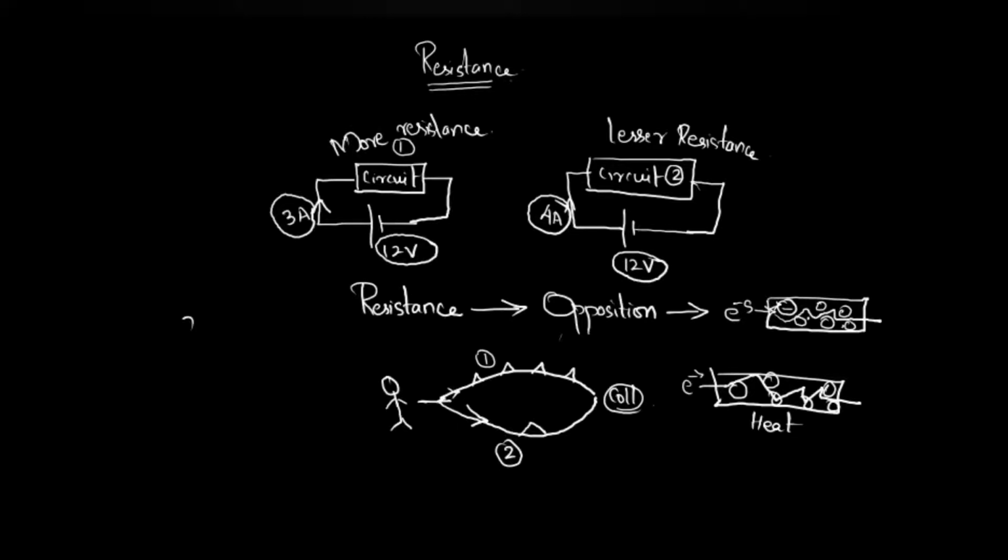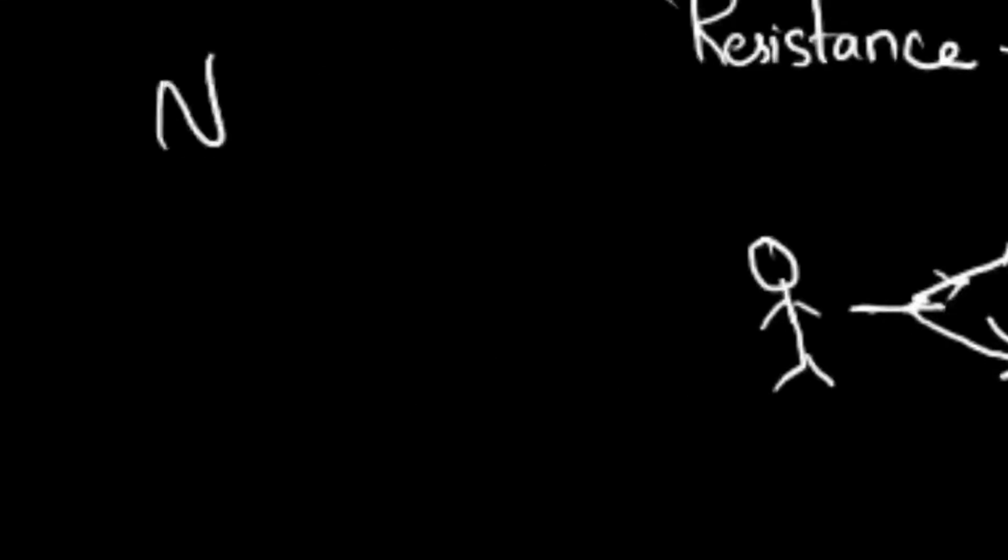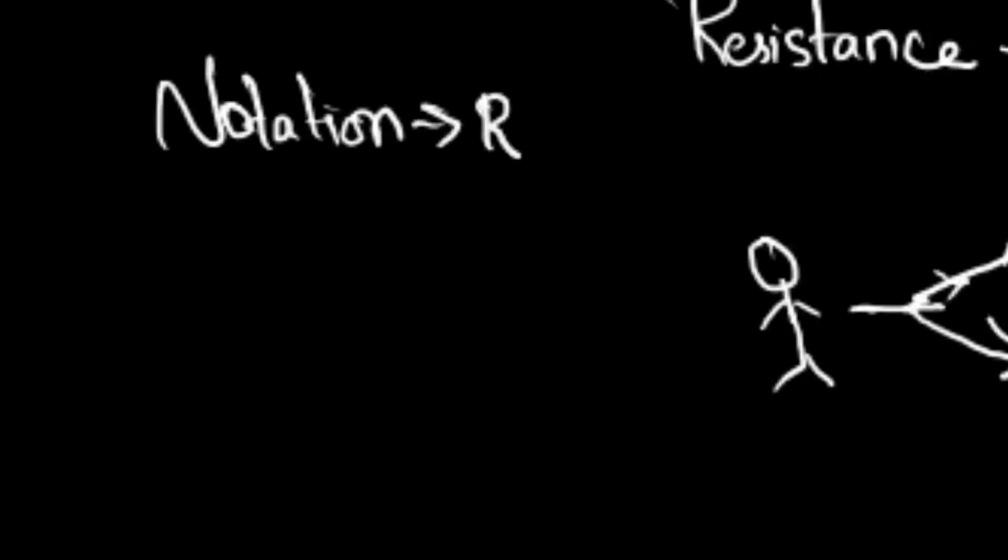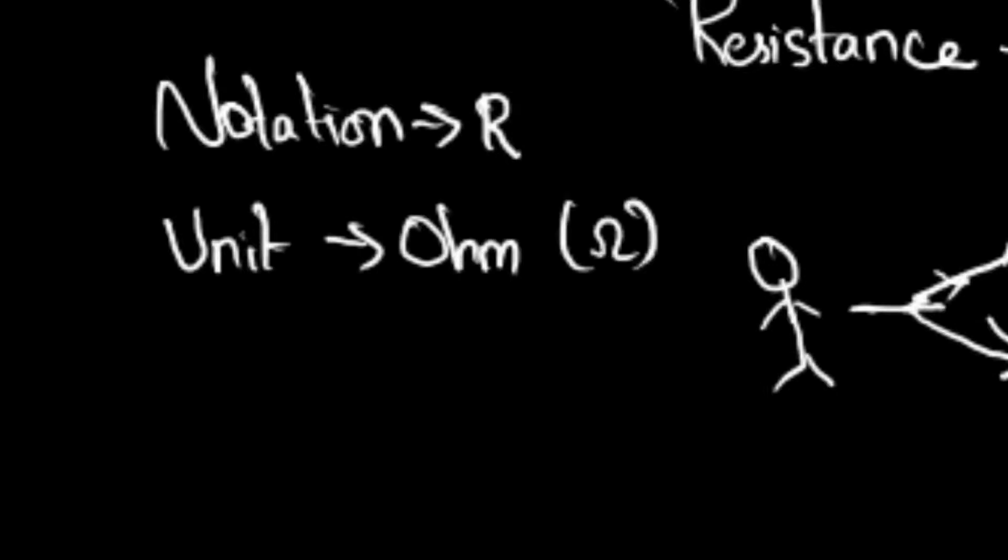When this electron collides with the atoms and other ions in the material, it produces friction, and that friction produces the heat loss, and that heat loss we call the resistance loss. This resistance has a notation R, and the unit of resistance is ohm. And this is the symbol of resistance.